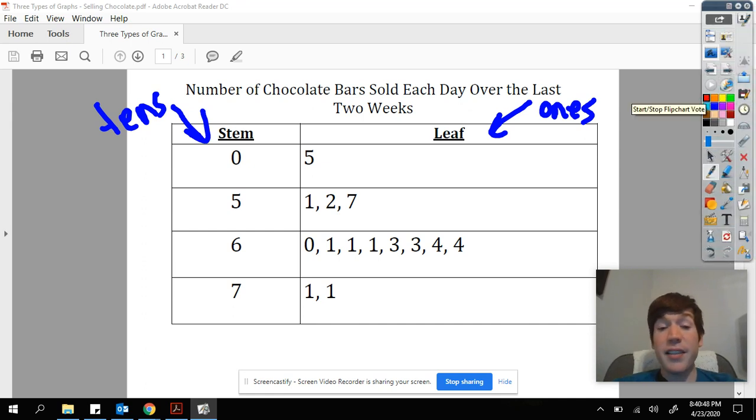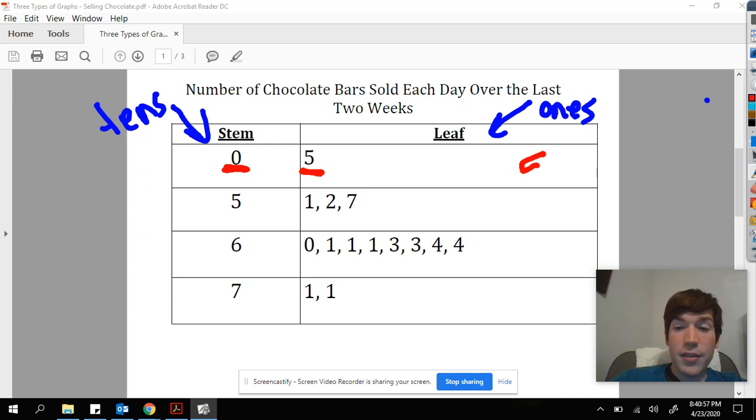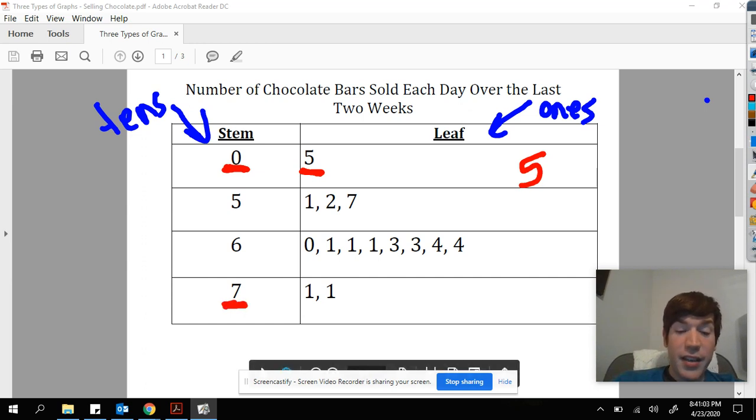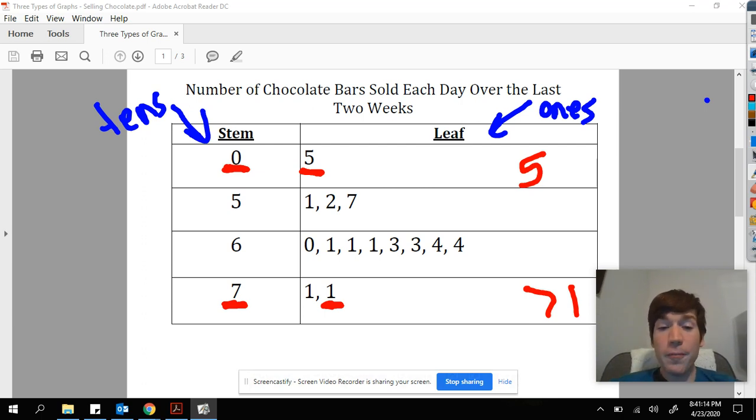Basically, what that means is if I was looking for the smallest number in my data set, notice I have zero tens up here, five ones, so that's just the number five. If I wanted the biggest number, I would go to my tens of seven. Seven tens would be the most, and one one, which would be seven tens and one one, would be 71. That basically means that on one day, only five chocolate bars were sold, and on another day, the best day, there were 71 chocolate bars sold.